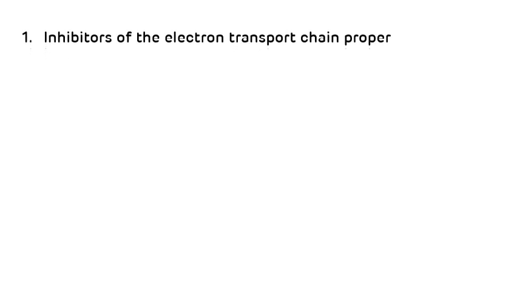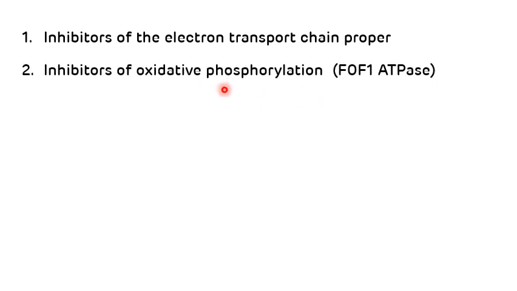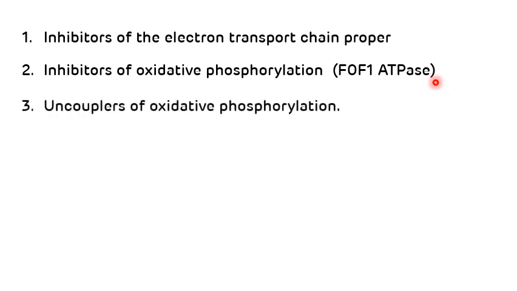There are three types of inhibitors of the electron transport chain. The first one is the inhibitors of the electron transport chain proper, which are site specific inhibitors. The second one is the inhibitors of oxidative phosphorylation, concerned with FO, F1 ATPase, that is complex number 5, the ATP synthase complex. The third one is the uncouplers of oxidative phosphorylation. These uncouplers are also important. So let's see what these various inhibitors are.